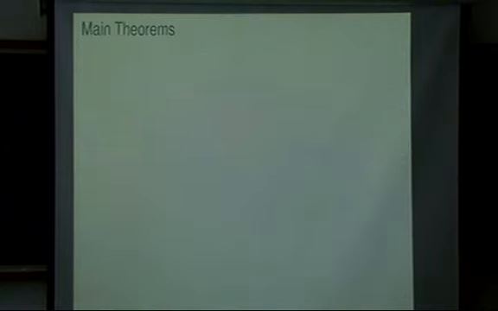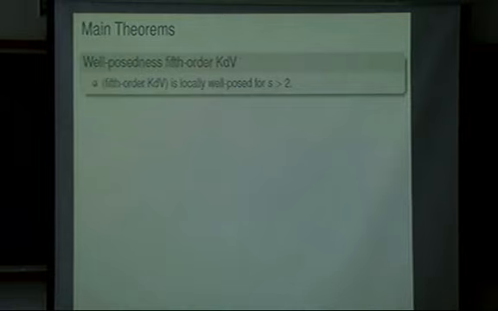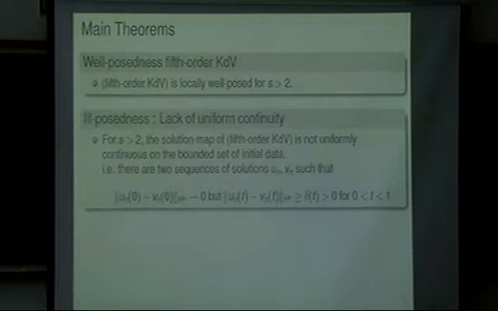Okay, so let me state the main theorem. The main theorem has two parts. One is positive, one is negative. One is the positive result, well-posedness. So I'm going to present in the second half how we show the local well-posedness for some sort of low regularity initial data, and so far I can show local well-posedness for s greater than 2. And before then, I'm going to present the ill-posedness result first.